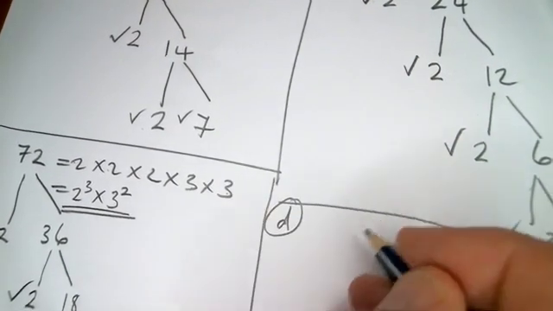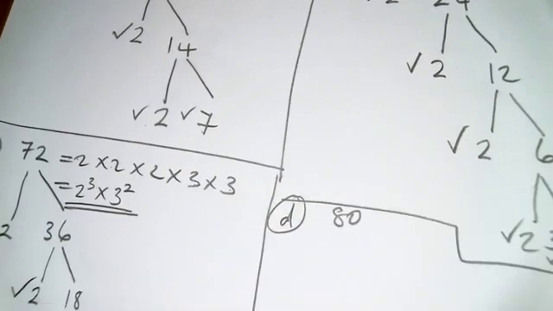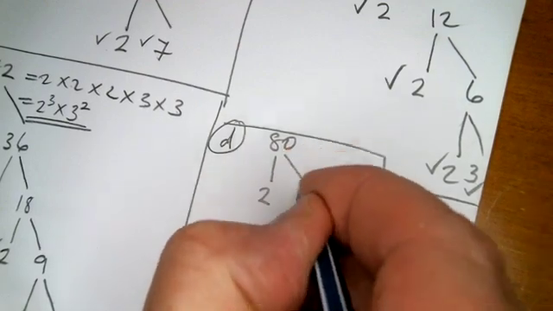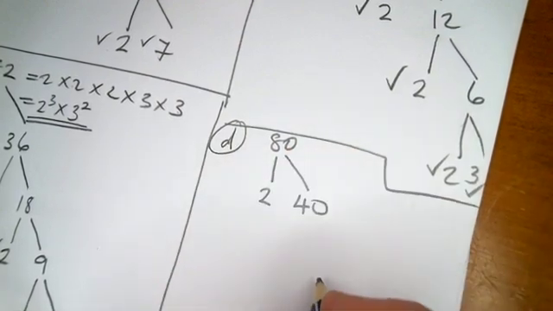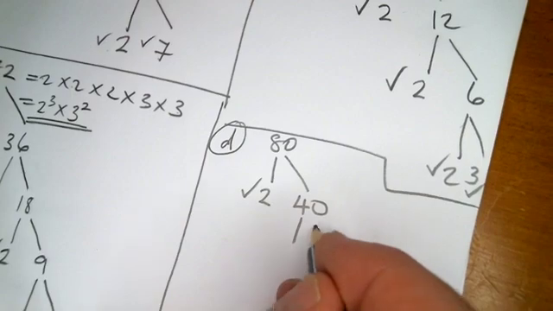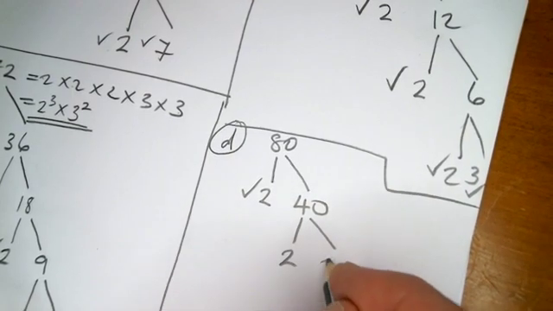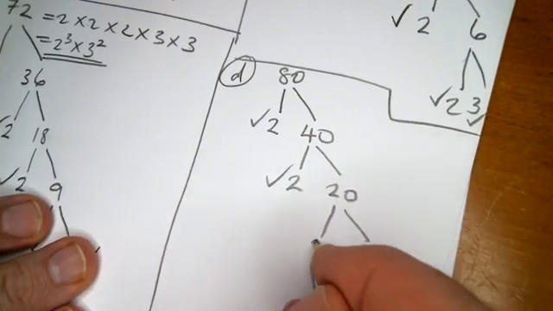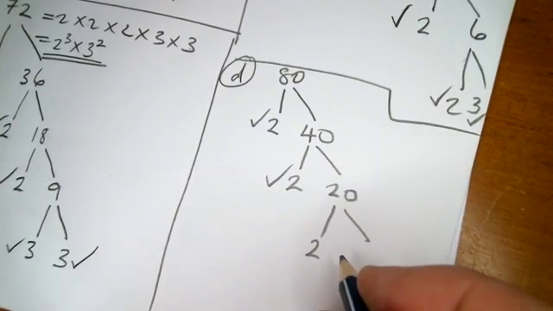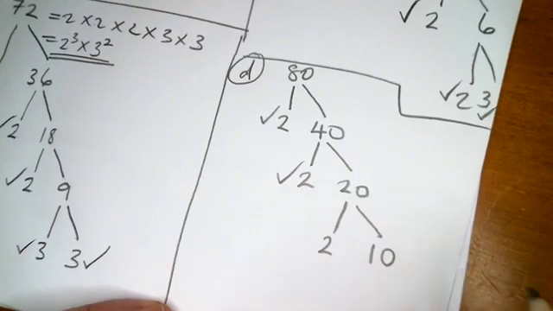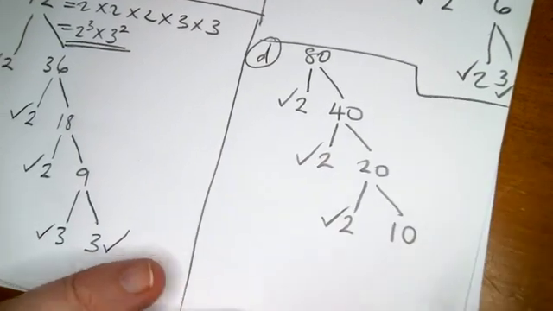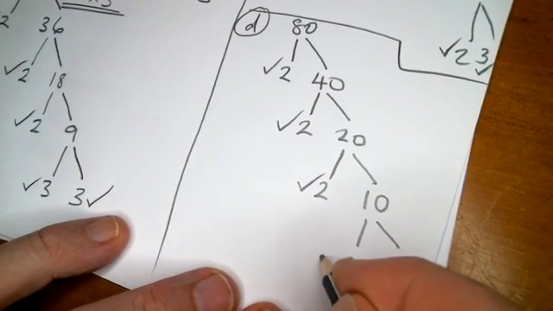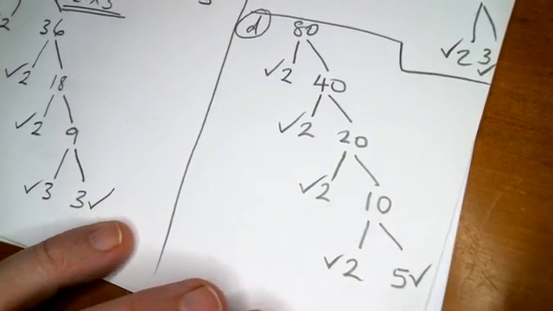This is D. So 80, here it is. That can be divided up nicely. We know that 80 can be divided by 2. That's 2 and 40. 2 is prime, 40 is not. So let's divide them up again. That's going to be 2 and 20. 2 is prime, 20 is not. Divided up, 2 and 10. 2 times 10 is 20. 2 is prime, 10 is not. That can be divided up into 2 times 5. 2 is prime and 5 is prime. We've got to the end.